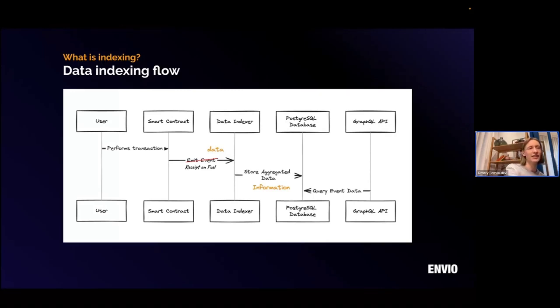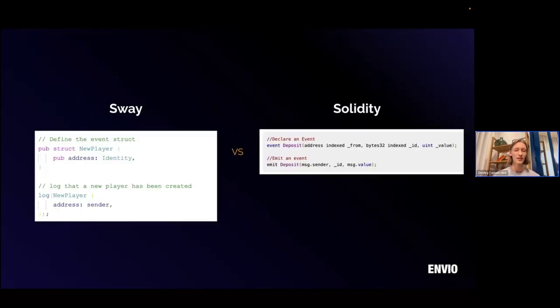But in a nutshell, indexing, I think a good analogy will be like an indexer of important documents. So you get all this data which happened during the lifetime of your contract, and you store it in a convenient way for your applications to use. And it's like a big library or something like this. And for the ones who are familiar with EVM, I have a short comparison of how Fuel is different to logging for EVM chains.